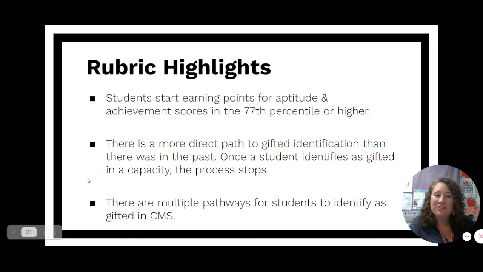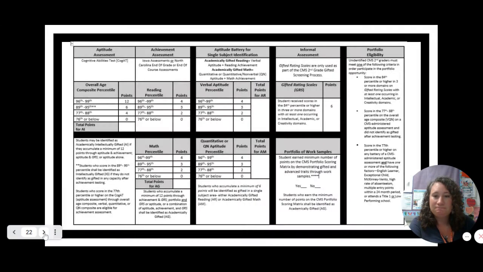There's a more direct path to gifted identification than there was in the past. Once a student identifies as gifted in any capability, the process stops. We do not continue with the process. There are multiple pathways for students to identify as gifted in CMS.